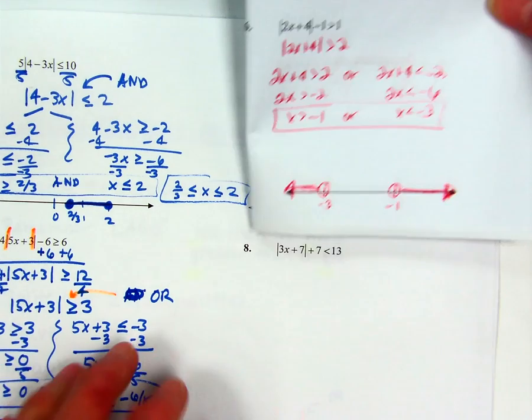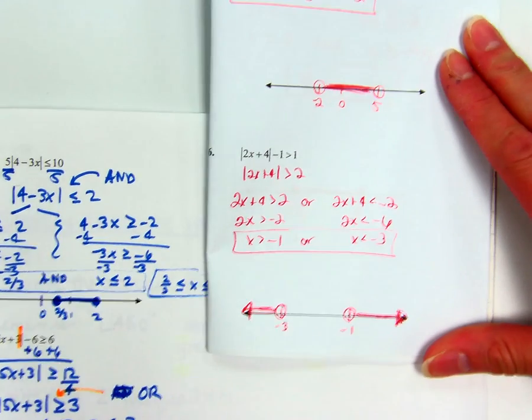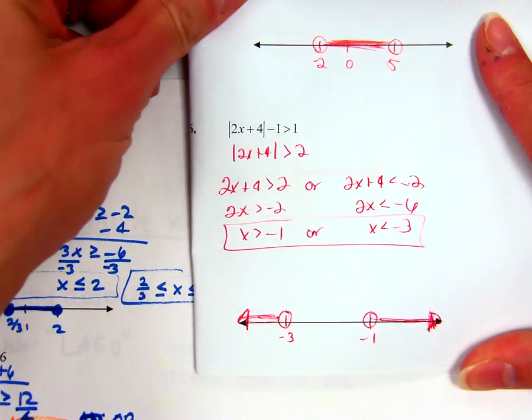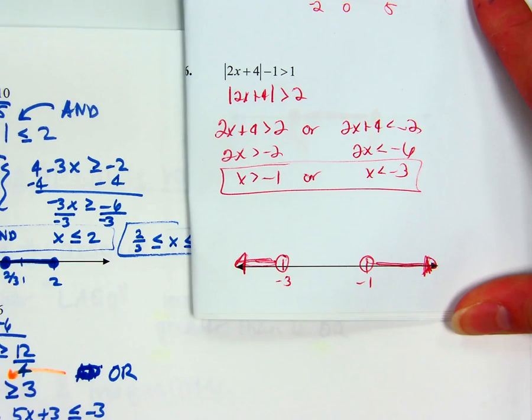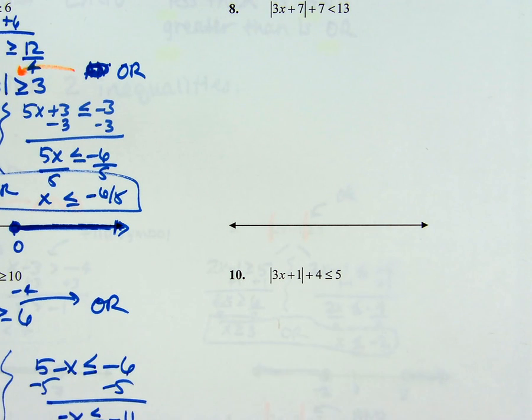All right, so problem number 6. Here's the answer to that. Okay, you could double check your solutions. All right, and then you're going to try 8 and 10 on your own. And then I'll show you the answers to 8 and 10.